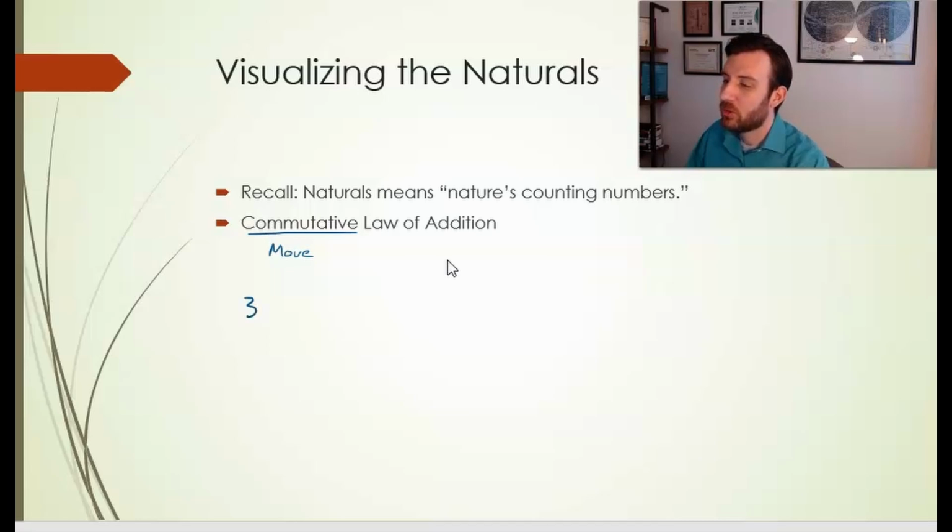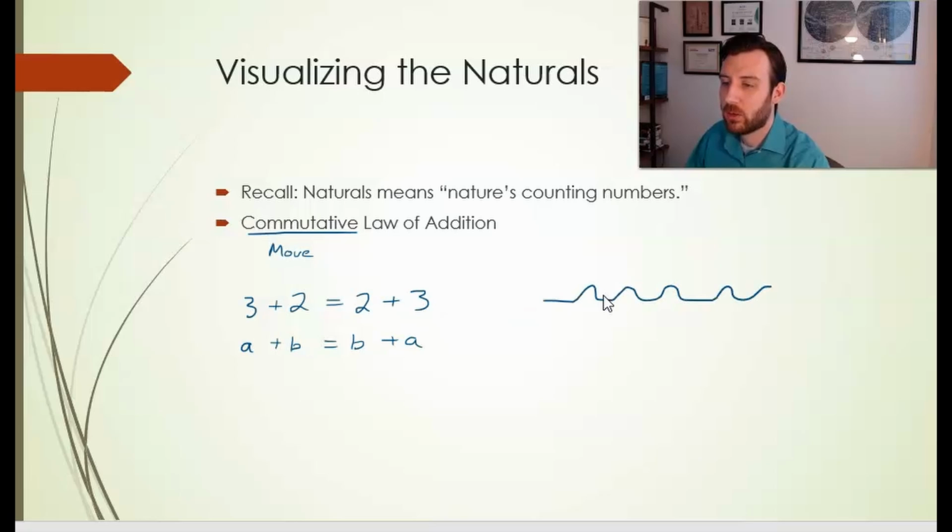It says that 3 plus 2 has to equal 2 plus 3. And in fact, if we want to remove ourselves from the specifics of 3 and 2, we can just simply say that A plus B is equal to B plus A. So we can say that 3 plus 2 was that 3 piles and 2 piles, which of course we can look at as being 3 and 2, or we can look at it as being 2 and 3.